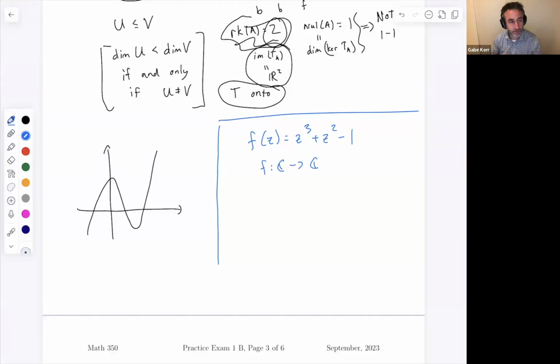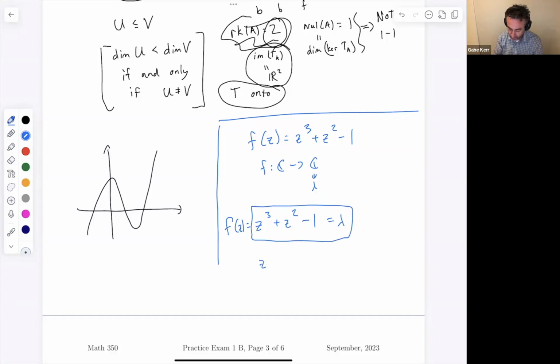The answer is it is onto. Let's take some value, let's call it lambda because we're fancy and we want to call it some Greek letter. I want to find a solution to f of z equals lambda. If I know a solution exists to that, that's onto. That's saying I can put that value into f and I get that value lambda. So every value is hit. But solving that equation is the same, I think you'll agree, as solving this equation.